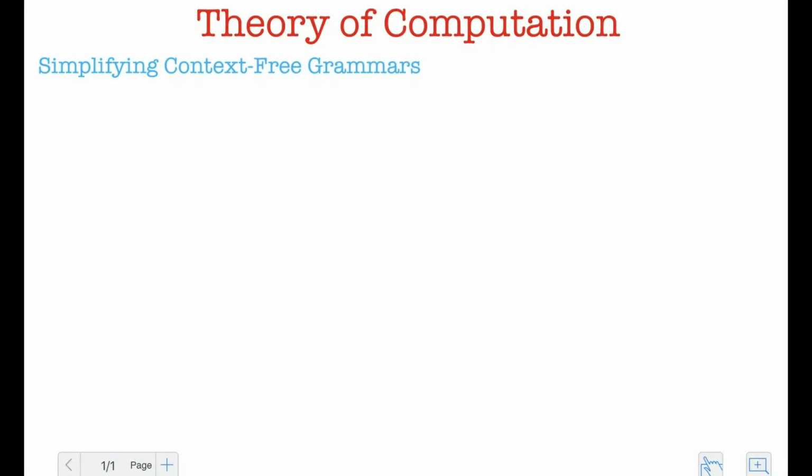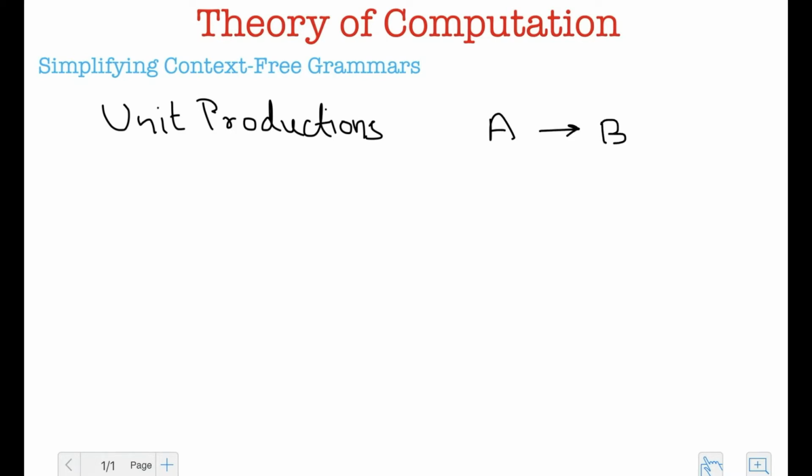Hi everyone, so let's talk about the third rule in simplifying context-free grammars. And the third rule is actually related to unit productions. Unit productions are productions where a non-terminal is just generating another non-terminal. So if I have, let's say, A goes to B, this is a unit production. Now what I want to do is get rid of all unit productions in my CFG.